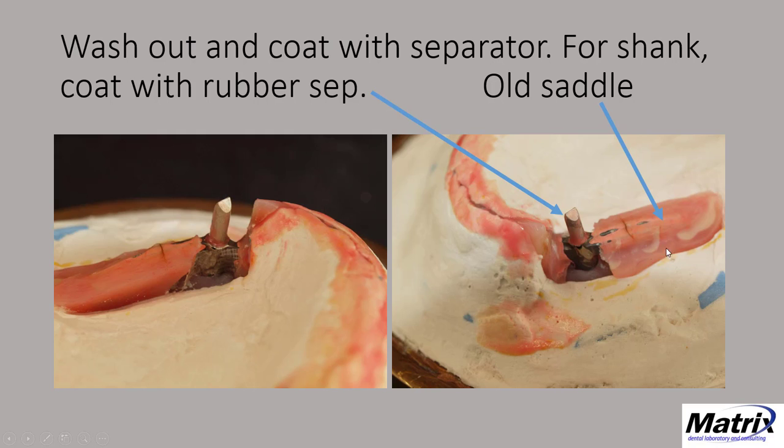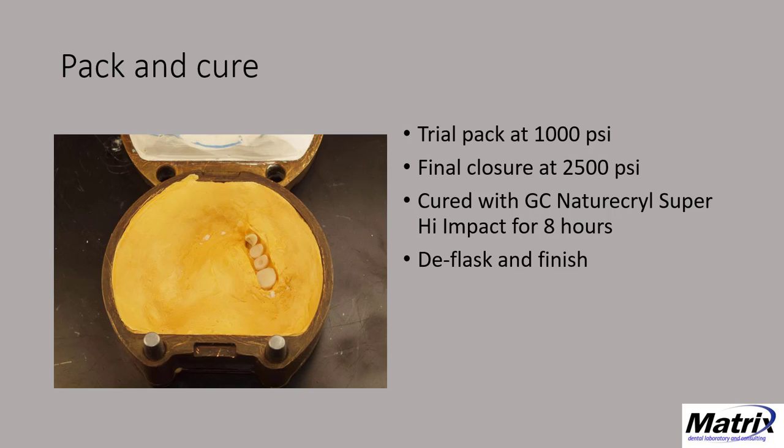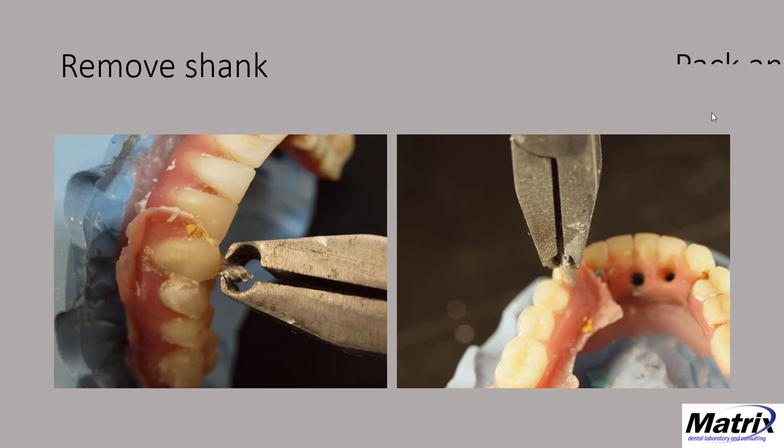You can again see the old saddle, and it's been washed out. And now I'll go ahead and pack the case and process it. Trial pack at 1,000 psi, a final closure at 2,500. I cured this with the GC Nature-Cryl Super High Impact. I did it for 8 hours, and then I deflask, and then I finished the case.